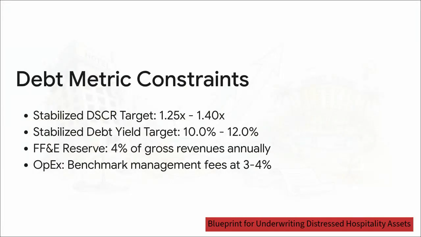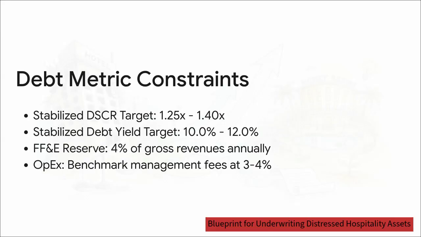Now, to actually secure that permanent debt, you must hit these crucial target metrics. You need a stabilized debt service coverage ratio, meaning your income comfortably covers your loan payments, at 1.25x to 1.40x. You also need a debt yield of 10 to 12%. Beyond that, you have to underwrite a 4% annual reserve for FF&E, furniture, fixtures, and equipment, and benchmark your management fees at 3 to 4% of gross revenue.